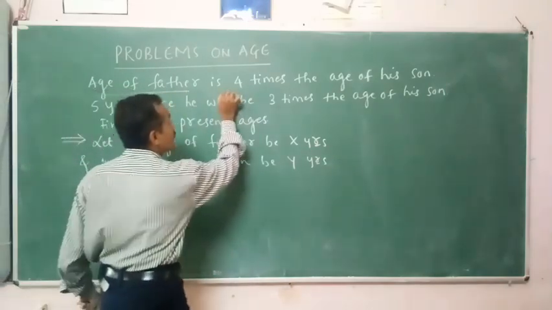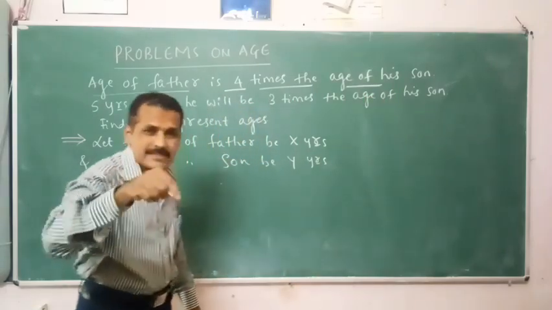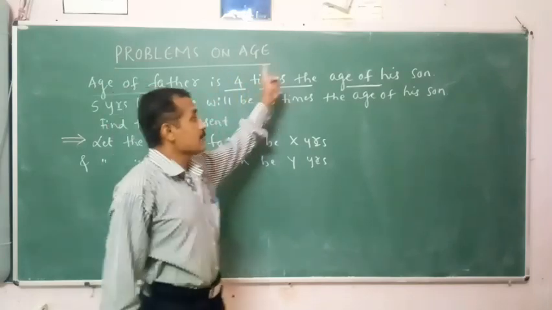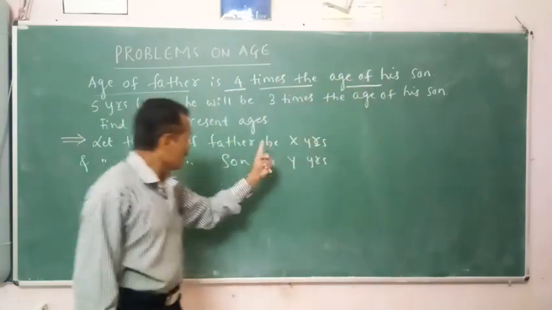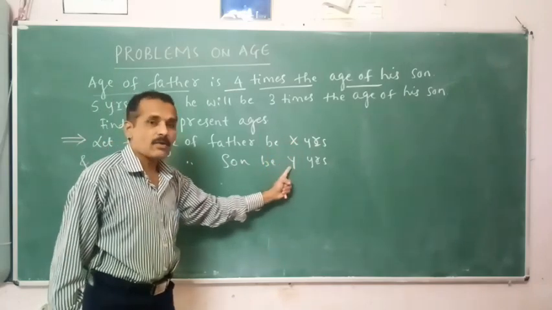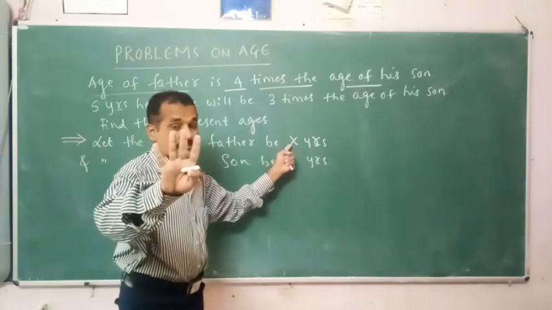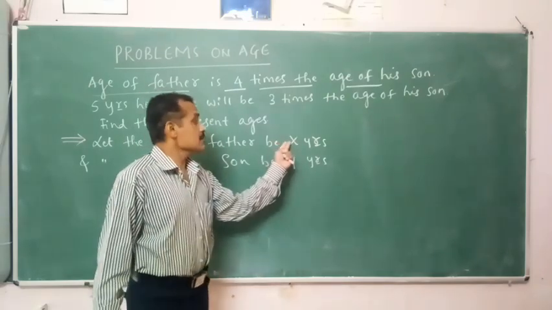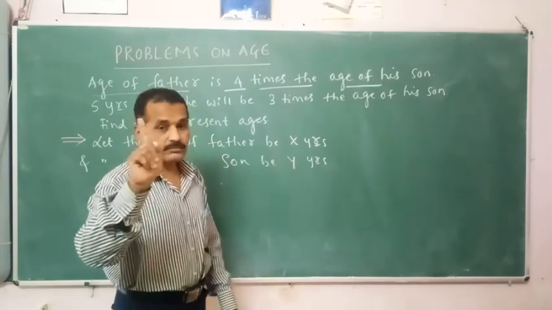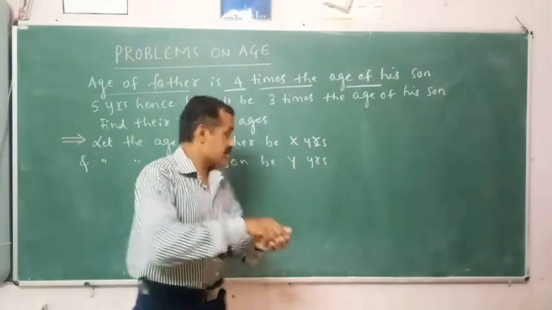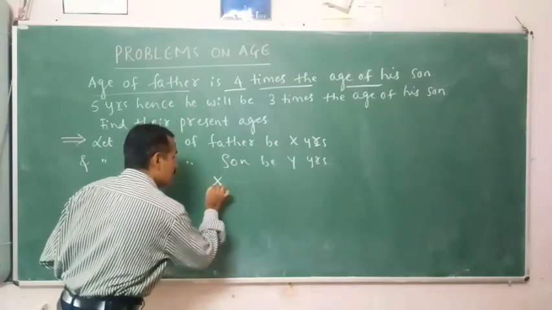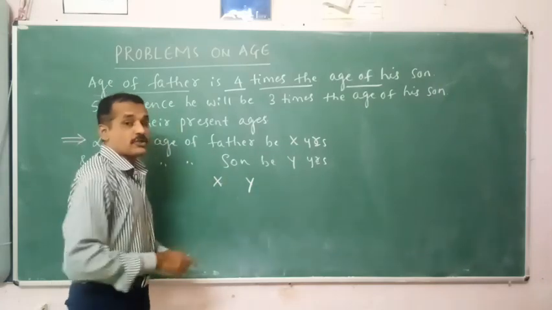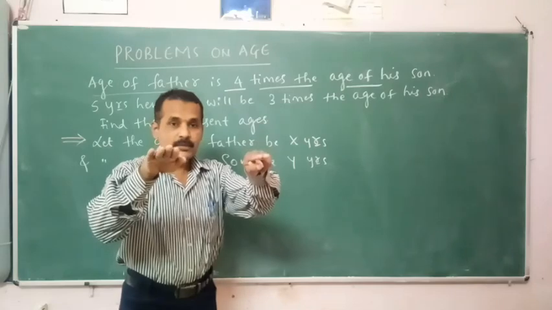Now, let us go for the condition. Age of the father is 4 times the age of the son. This is at present, say in 2020. Father is x, son is y. Father is 4 times. Many of the students make a mistake here. They will think that this is 4x equals y. No. See, we are balancing the equation. This is the father's age, this is the son's age. So father is 4 times the age of the son, means I want to balance both.